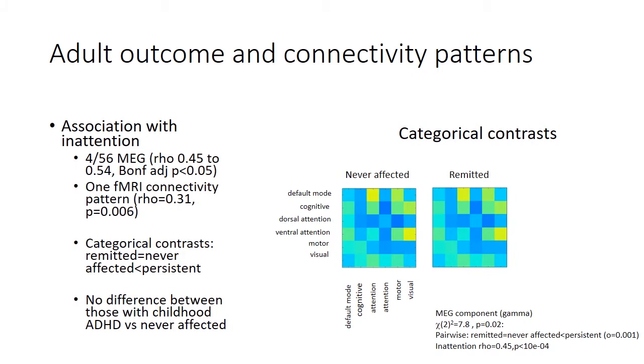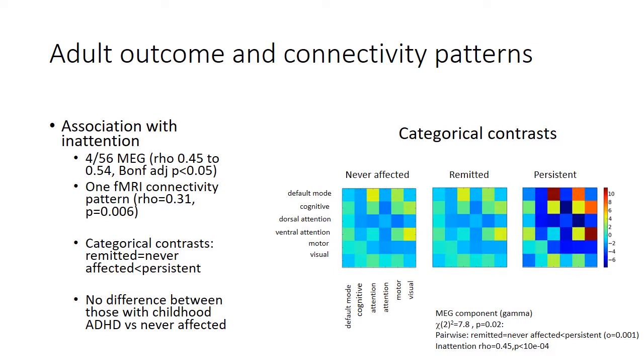And here are the results for the remitted group, and you can see it's almost indistinguishable. And here are the results for the persistent ADHD group, and you can clearly see the dissimilarity, and this was a highly significant difference. The same theme was found across all 4 of the symptom-associated connectivity patterns that we detected in MEG. Throughout, the remitters did not differ from the never affecteds, but the persisters did. I'll note that no connectivity differences were found when we reanalyzed the data based on childhood history, comparing those who ever had ADHD against those who never did.